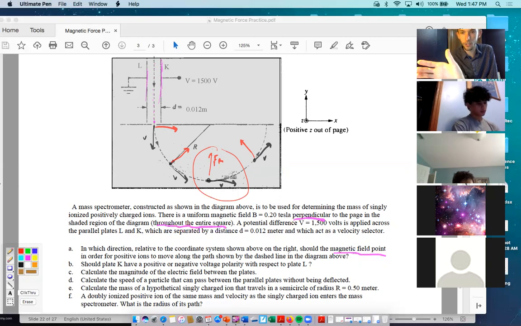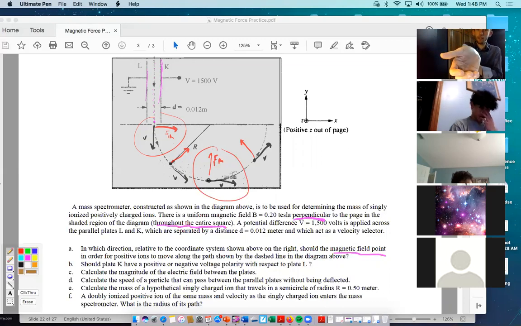Into the page, into the screen, because that's the way my fingers are curling as my thumb points up right there. We could do it also with any of these. If I chose to analyze this pair of vectors over here, I need to point the fingers of my right hand so my thumb is pointing in the direction of the force, and my fingers are curling into the page.